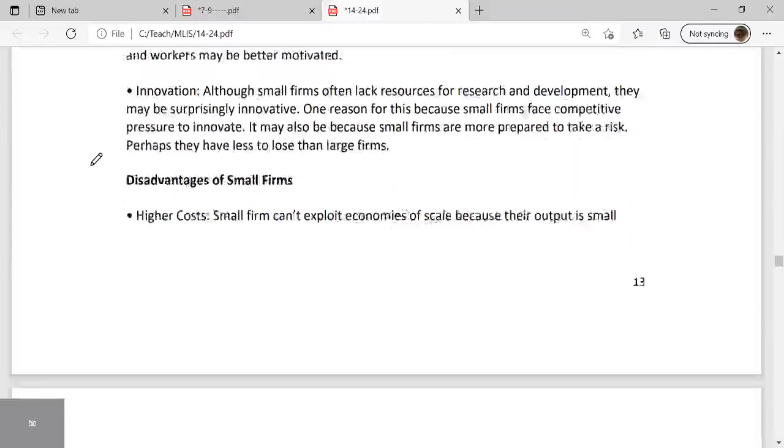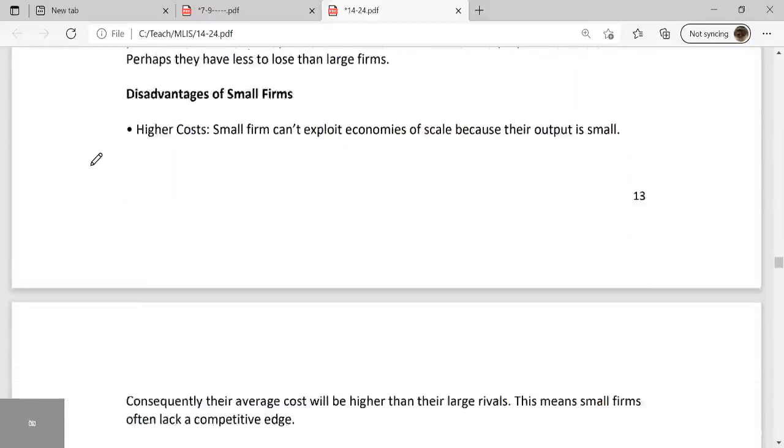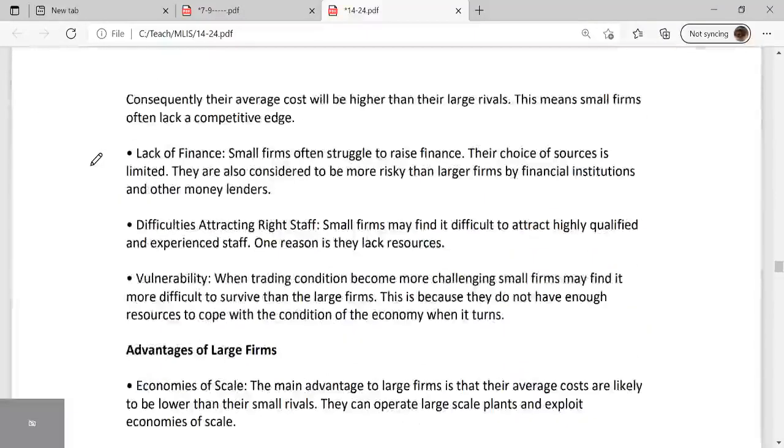Okay, then we have disadvantages. However, there are some disadvantages of small farms as well, like higher cost. As they are small farms, they will fail to achieve economies of scale, and so their cost may be quite high. Then lack of finance. They won't get much finance because they're small firms, so banks and other financial institutes won't be able to provide much finance for them as they're a risky investment.